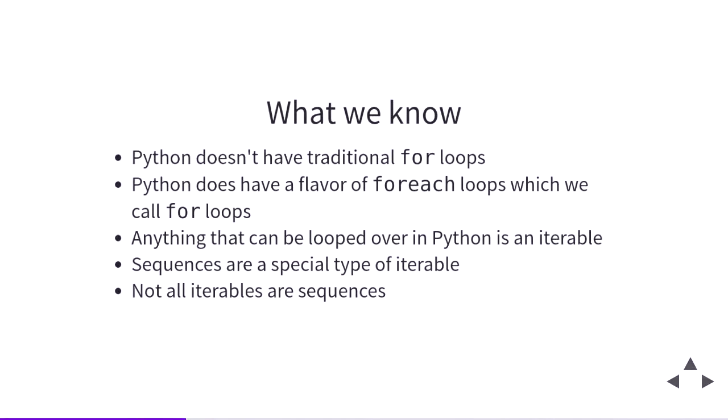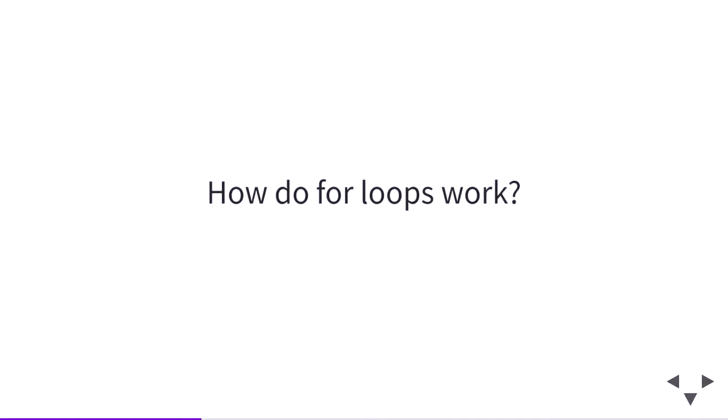All right, so this is what we know. We know that Python doesn't have traditional for loops. We do have something that we call a for loop. And anything that you can loop over with a for loop is an iterable. Sequences are just one type of iterable, but we have many other types of iterables in Python. So we're done with review at this point. Let's talk about how for loops work in Python. Specifically, let's talk about how we could loop over an iterable without using a for loop.